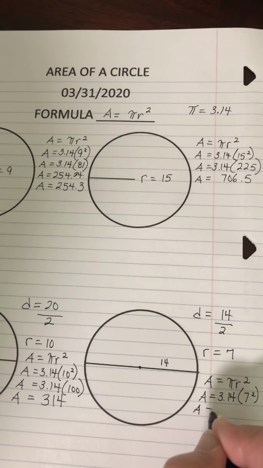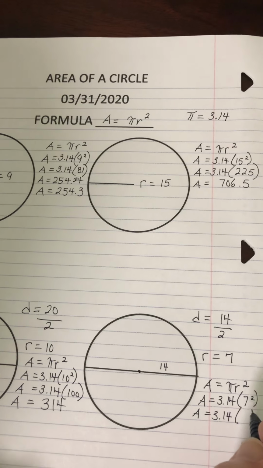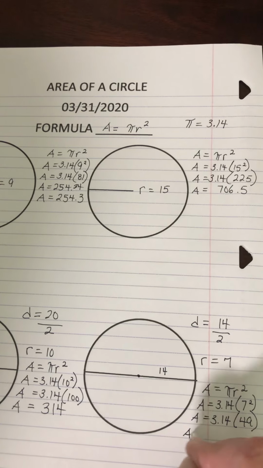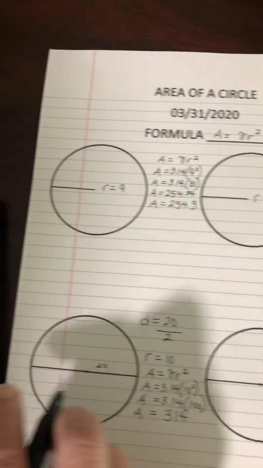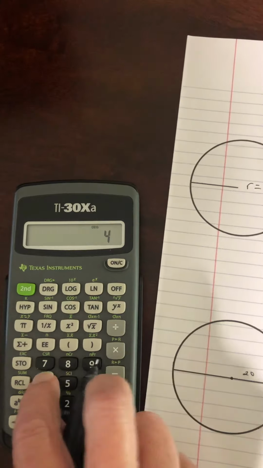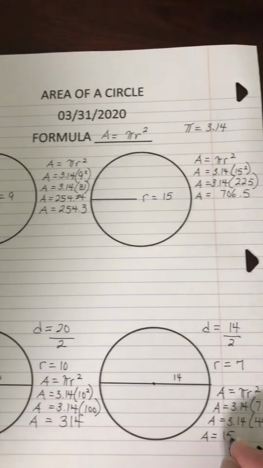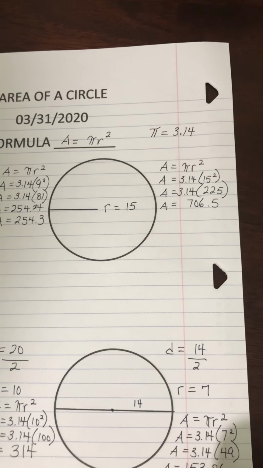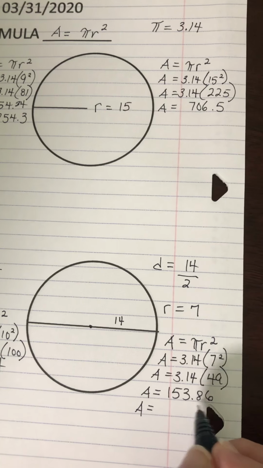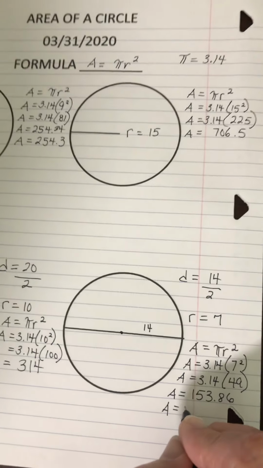So we write down area equals pi times the radius squared. So area equals 3.14. We have a radius of 7. So area equals 3.14 times 7 squared is 7 times 7, which is 49. Now, I'm going to come back over to the calculator. I'm going to punch in 3.14 times 49. So the answer we get, 153.86. To round to the nearest tenth, we would take a look at the 6, and since it's 5 or more, we would increase this to a 9.